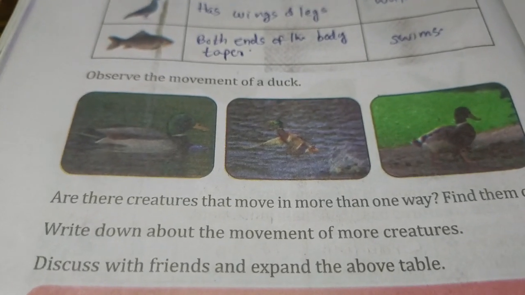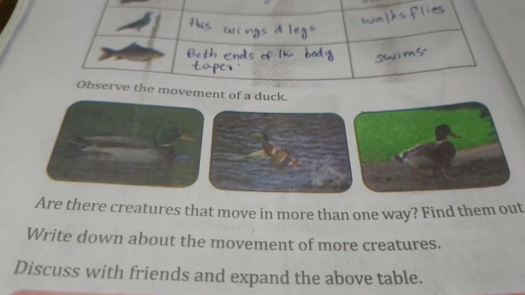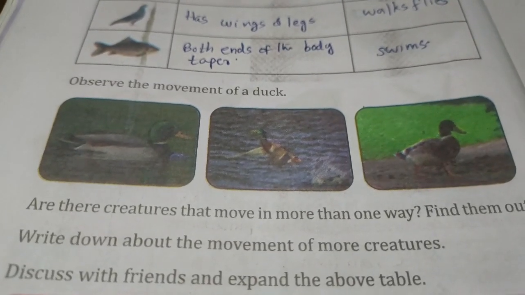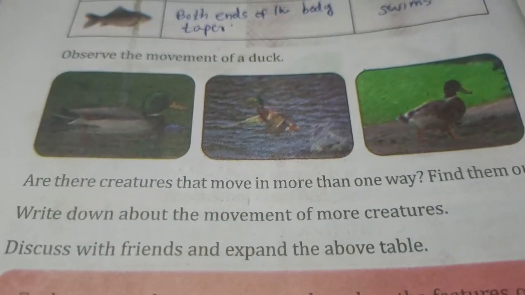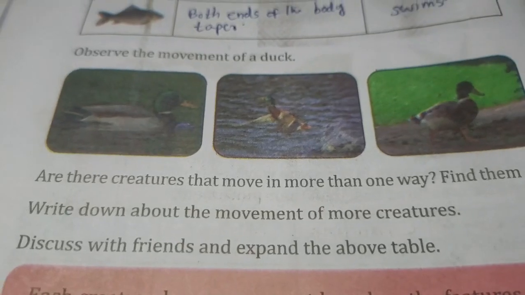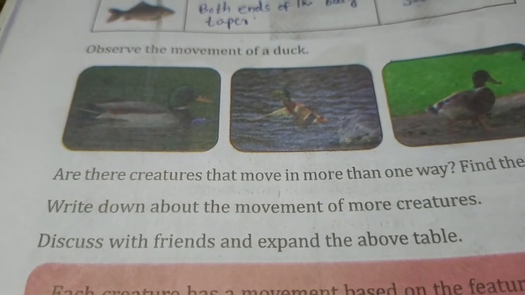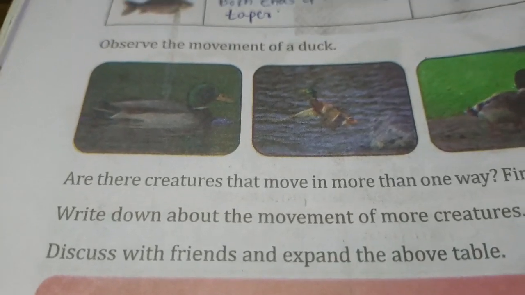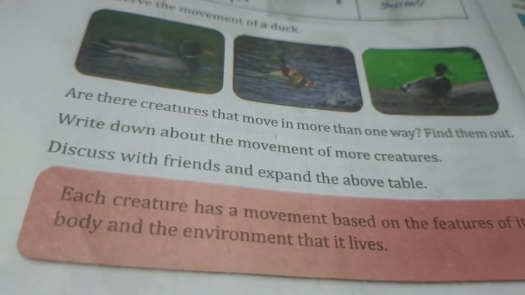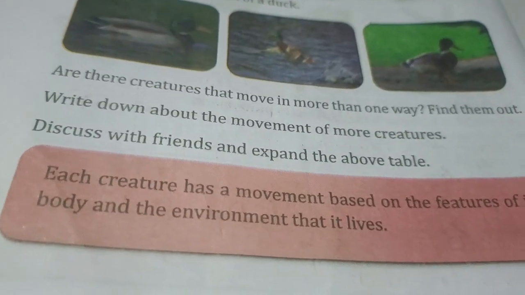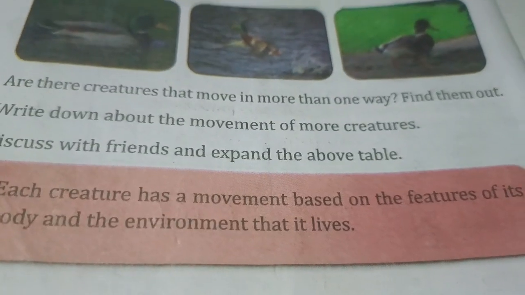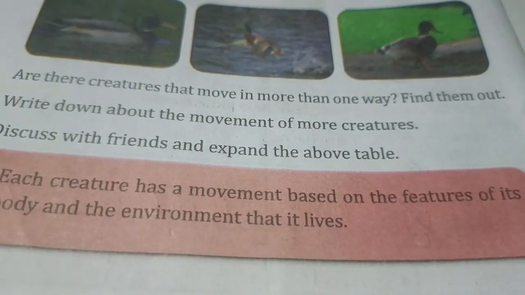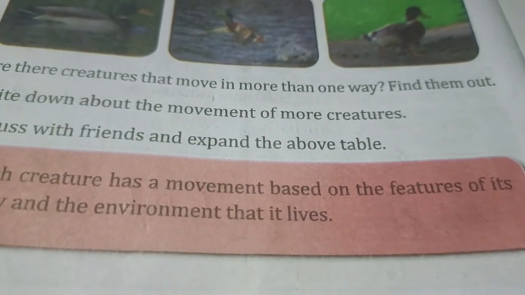Are there creatures that move in more than one way? Find them out. Write down about the movement of more creatures. For example, tortoise. Tortoise can crawl, walk and swim. Frog can hop and swim. And what about crocodile? Crocodile can crawl and swim. Please write this column in your EVS notebook. Each creature has a movement based on the features of its body and the environment that it lives in.